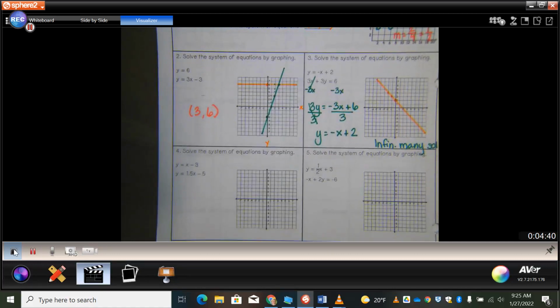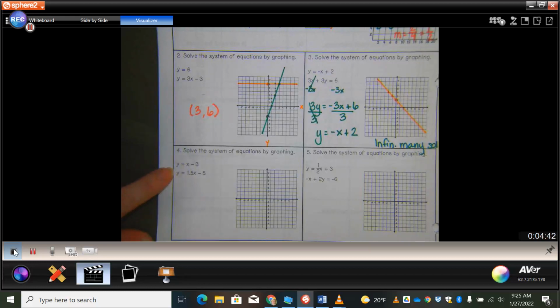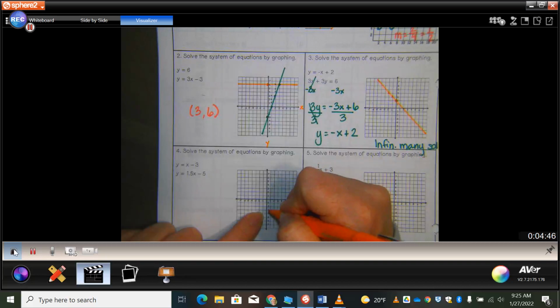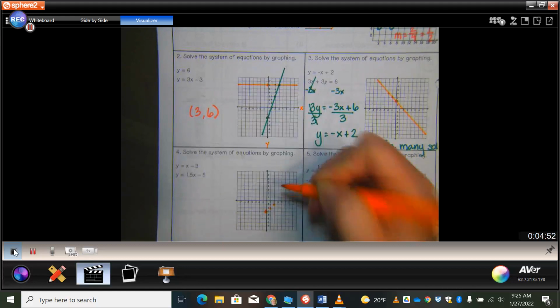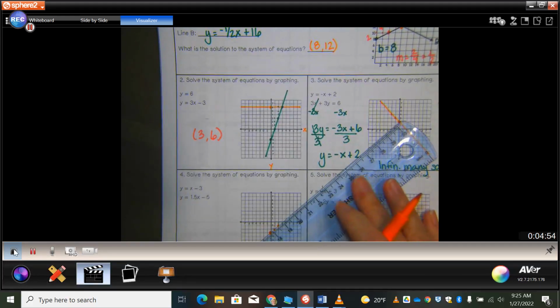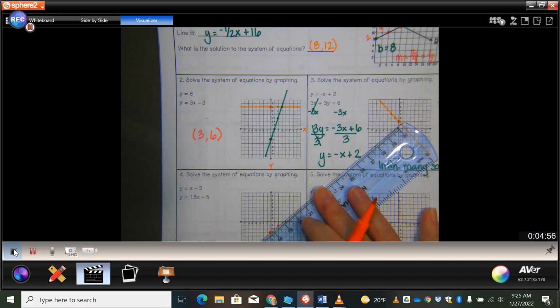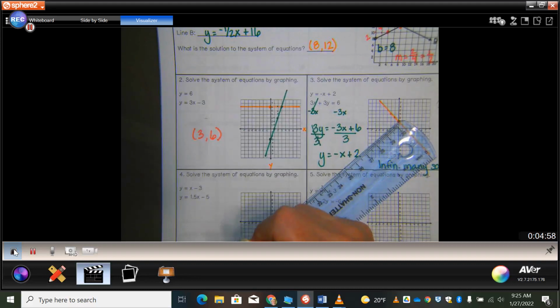Our next one, they're both in the correct form, y equals mx plus b, so I can graph them. First one, I start down here at negative 3. My slope is 1, up 1, over 1, up, over. Remember, you need at least 3 points to draw your line. Once you have those 3, you can draw it.